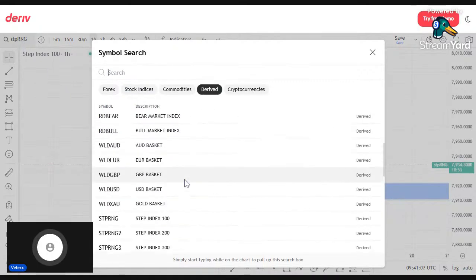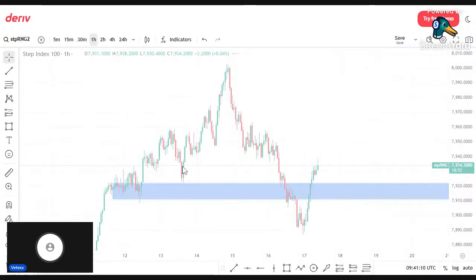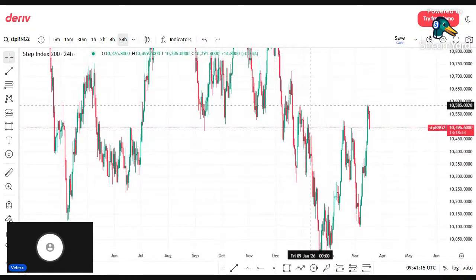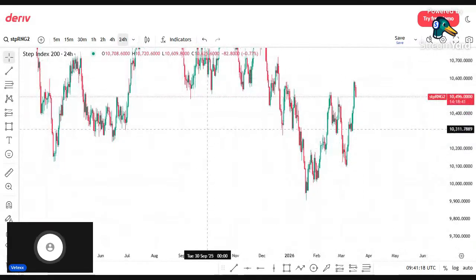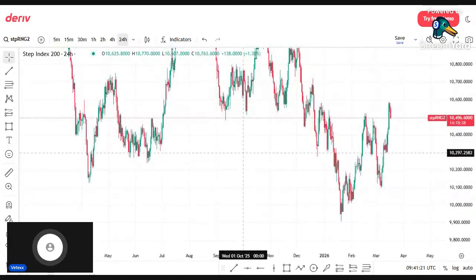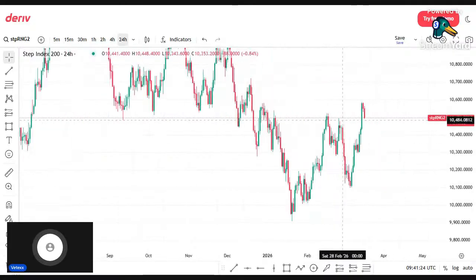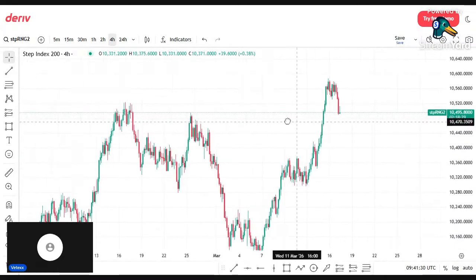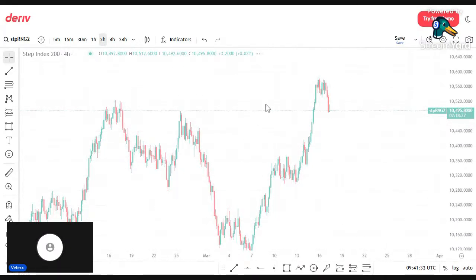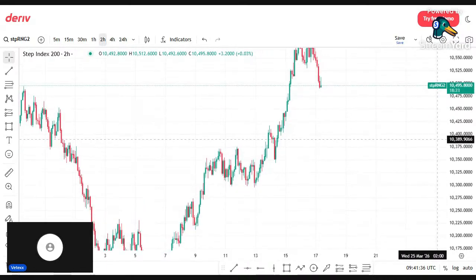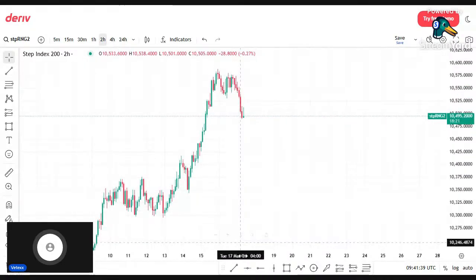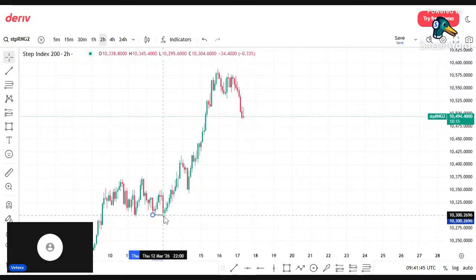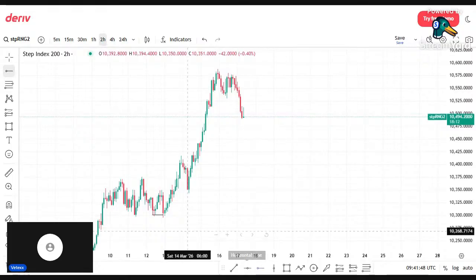So the next I'll be checking out is step 200. What do we have on step 200? On the 24-hour time frame, what do we have on step 200? Nothing at the moment. Okay. Step 200 is bullish on the weekly time frame, so I will not be interested in any sell at this point. On the 4-hour time frame, what do we have? We don't have anything on the 4-hour time frame. So on the 2-hour time frame, what do we have on step 200? Of course, we have a continuation here. We have our sweep of liquidity here, and we have our protected low here.